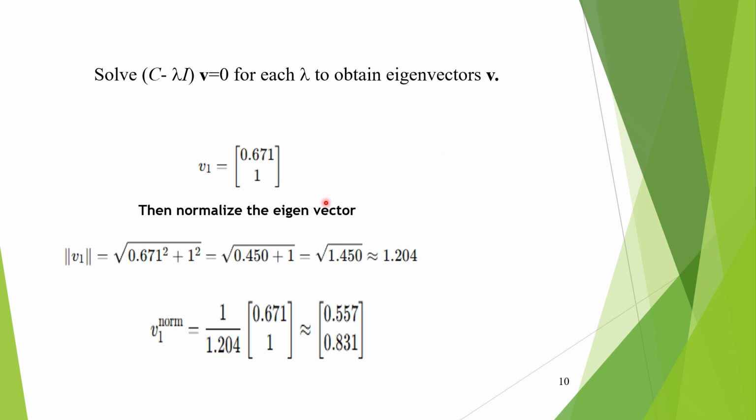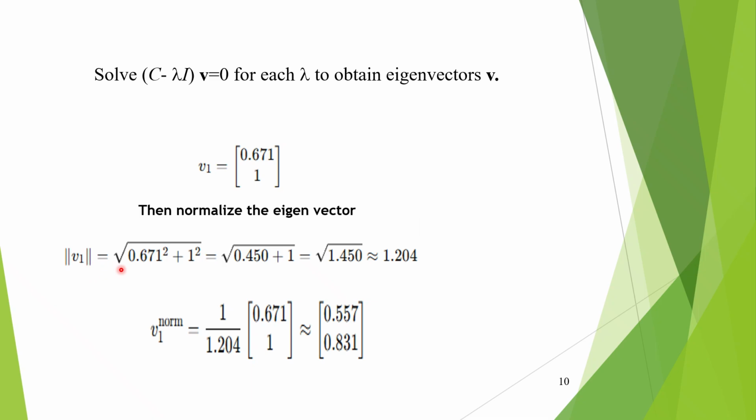For finding the eigenvector, we have to solve the equation C minus lambda I into V equals 0. So our eigenvector will be 0.671 and 1. After finding the eigenvector, we need to normalize it. That is, we need to divide the eigenvector by its magnitude.